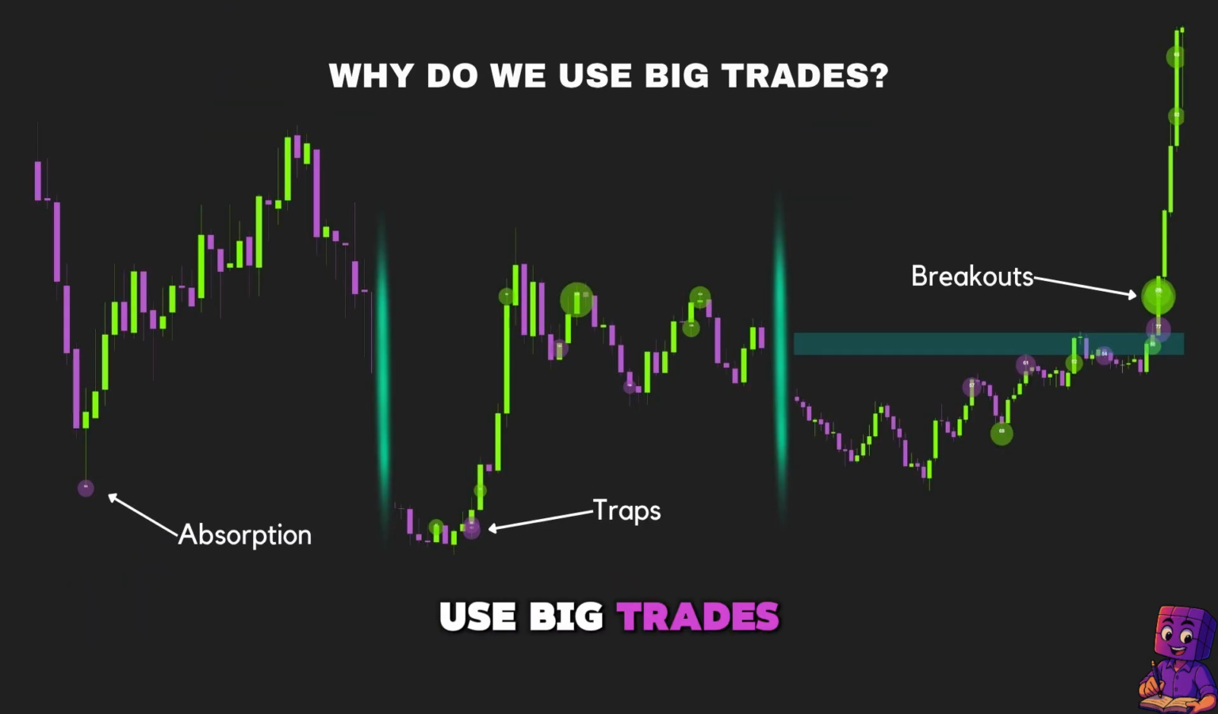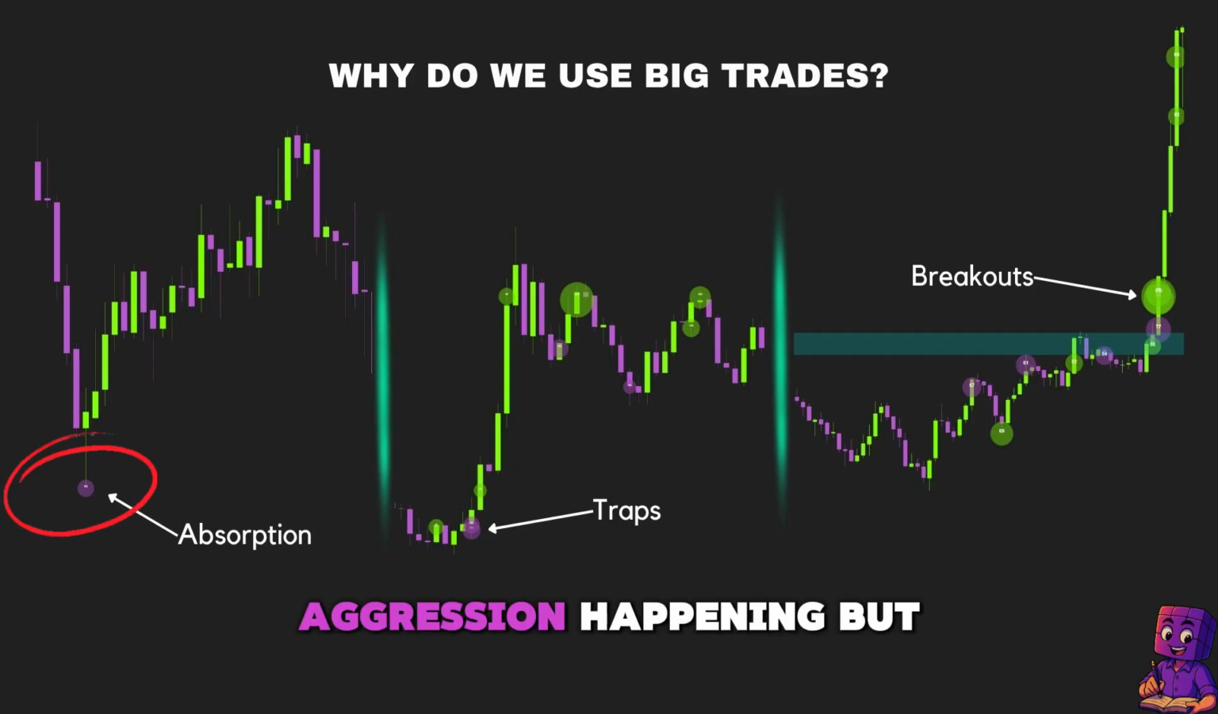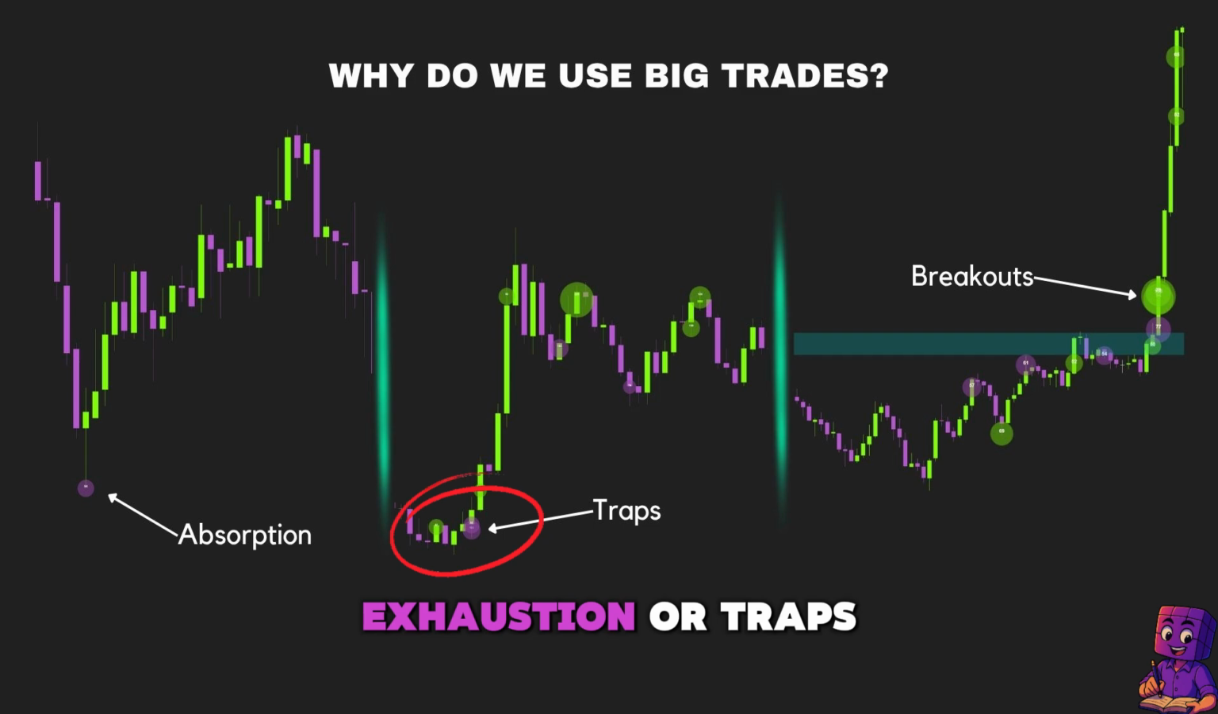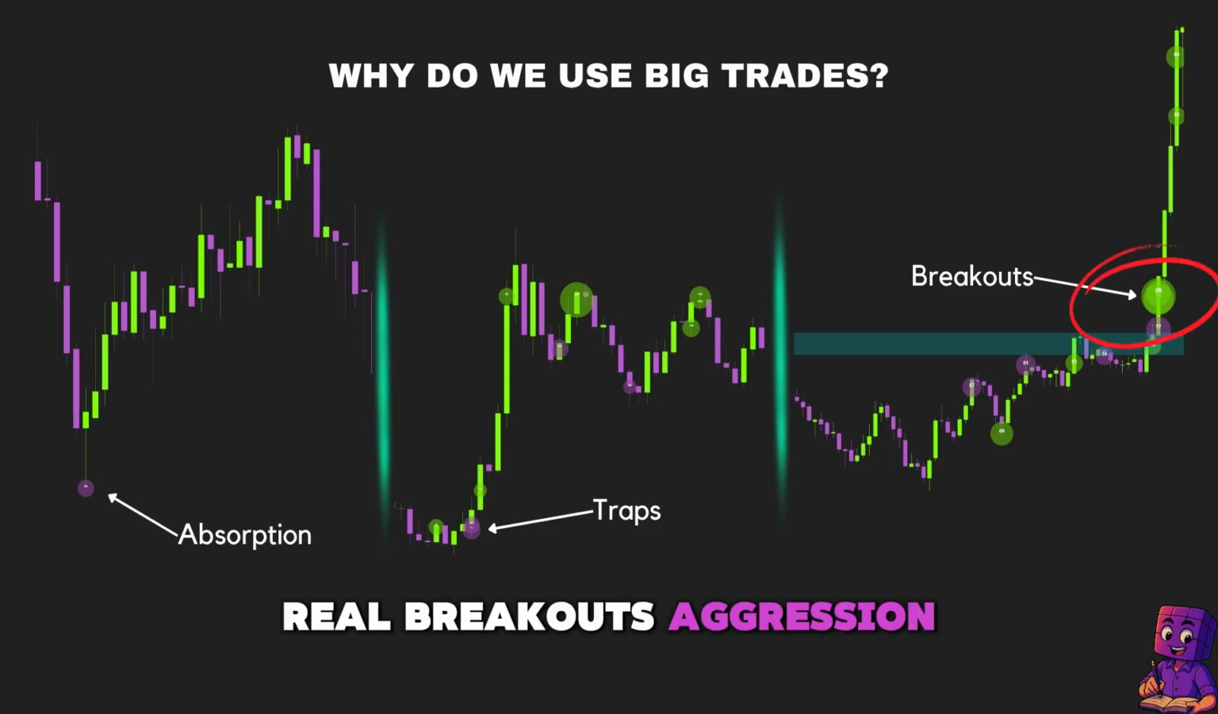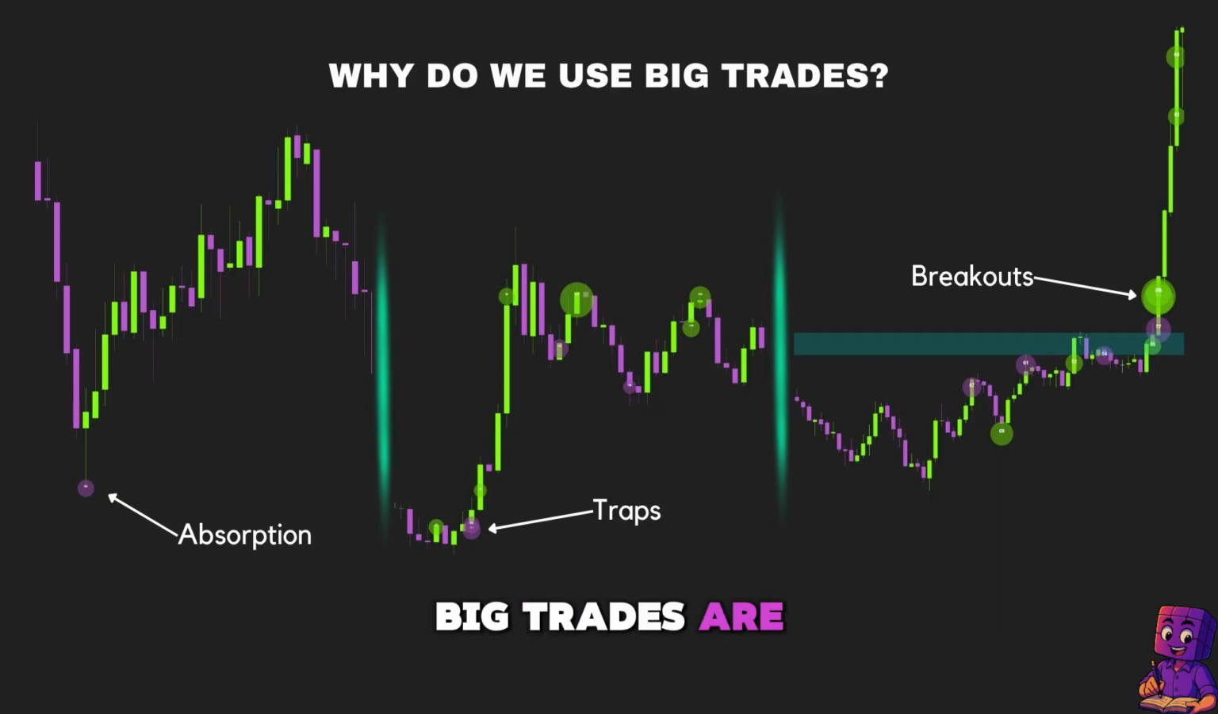Why do we use big trades? We use big trades because they help us see absorption: aggression happening, but price won't move. Exhaustion or traps: late buyers or sellers getting stuck. Real breakouts: aggression confirming the push through a level. Big trades are basically a spotlight on the moments where the market is making a decision.